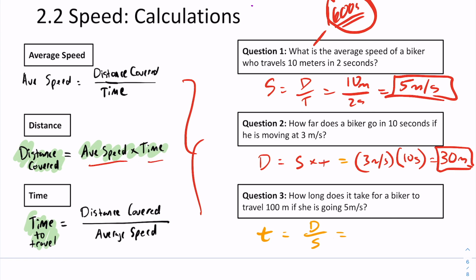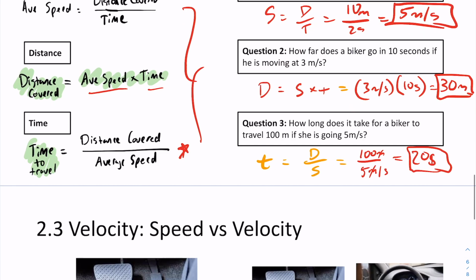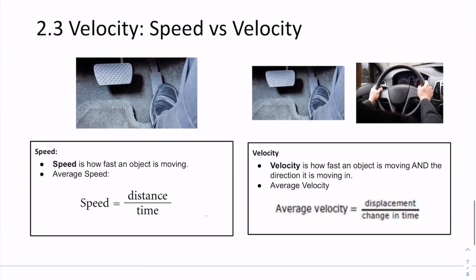Question 3, how long does it take for a biker to travel 100 meters if she is going 5 meters per second? Use our third form of the same equation. Time to travel is equal to distance covered over average speed. Go ahead and try that on your screen. 100 meters divided by 5 meters per second. We see our meters cancel, and we're left with 20 seconds. It takes her 20 seconds to go 100 meters.